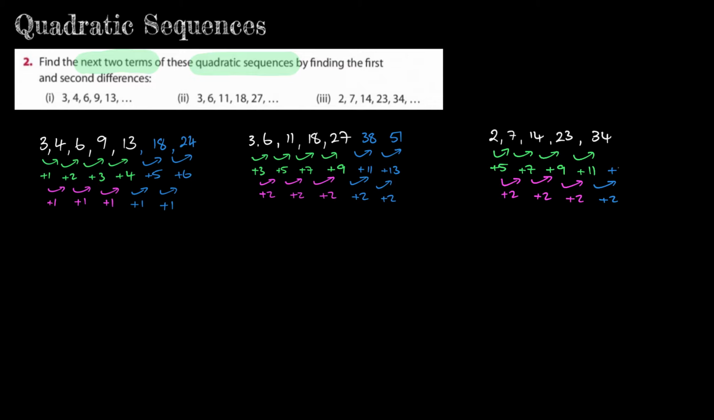So that brings us to our next term. Like I said, this will be plus 13. And 34 plus 13 is going to give us 47. Okay, that's the first term.